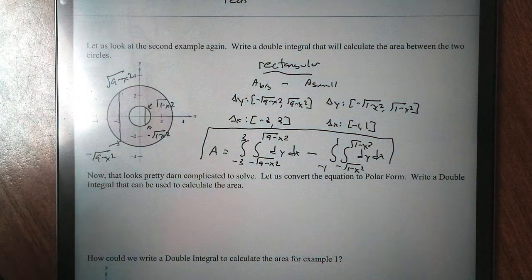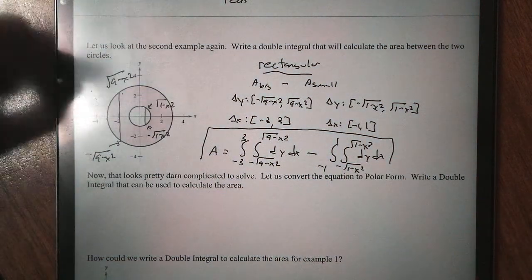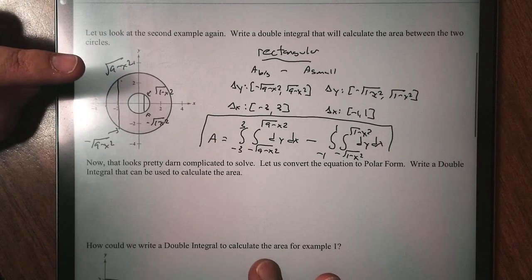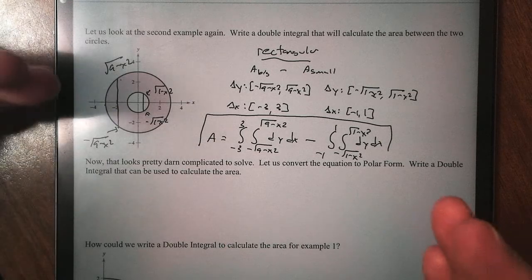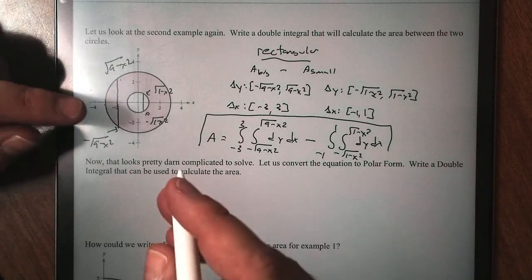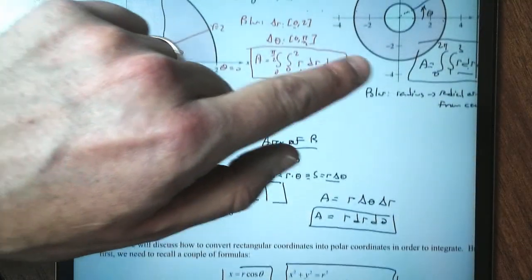Now that looks pretty darn complicated to solve. It wasn't hard to set up. It only took us a couple of minutes. But it looks complicated to solve. Now let's convert this into polar form and write a double integral that can be used to calculate the area. And we did this already up here, but we're going to go ahead and revisit that.